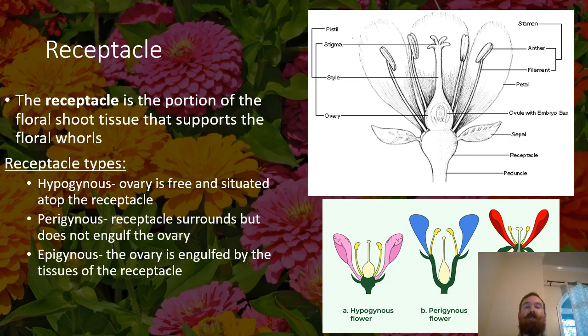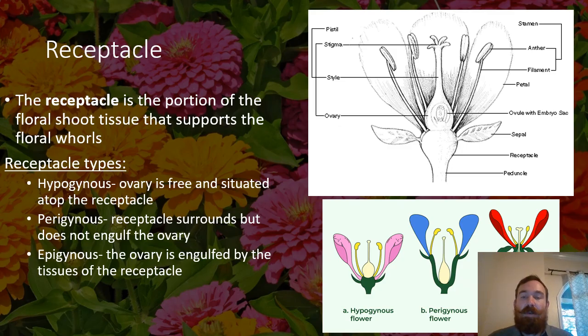The receptacle is an important flower part that does not make up one of the floral whorls. So when we look at this floral anatomy diagram, we can count our floral whorls. Whorl 1 is called the calyx and is composed of sepals. Whorl 2 is called the corolla and is composed of petals. Whorl 3 is called the androecium and is composed of stamens, and whorl 4 is the gynoecium and is composed of pistils or carpels.